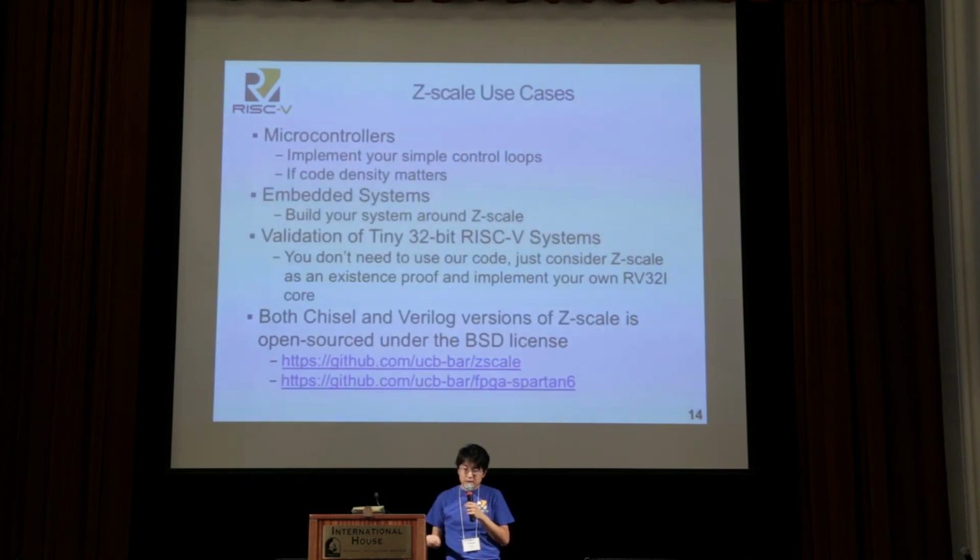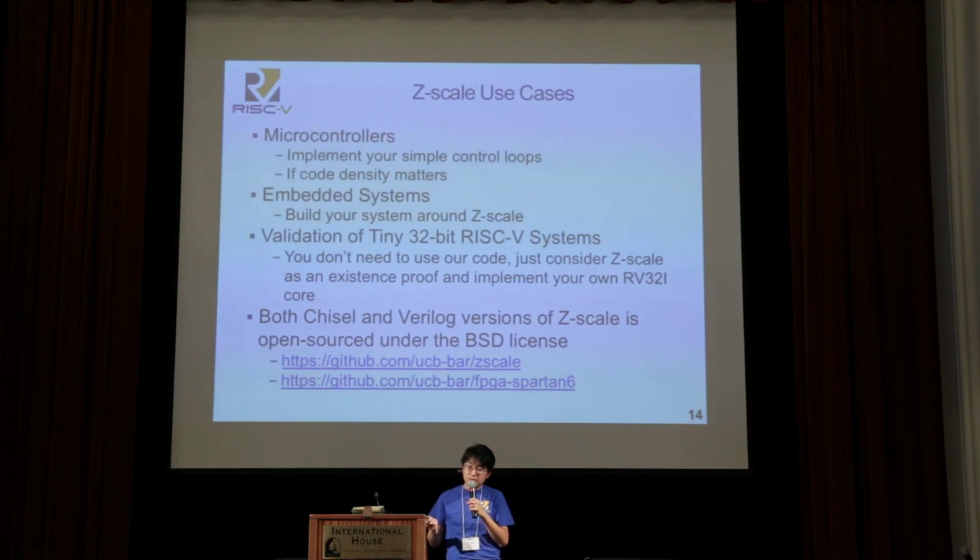So the Zscale use cases: you can use it as a microcontroller to implement your simple control loops. If your code density matters, I think Zscale would be a good use case. And even for embedded systems, you can build your system around the little template that I showed you, where we have all the buses and things like that. But if you already have a Verilog implementation which is already verified, then you can still use that, because the Zscale processor is plug compliant to the HB Lite buses.